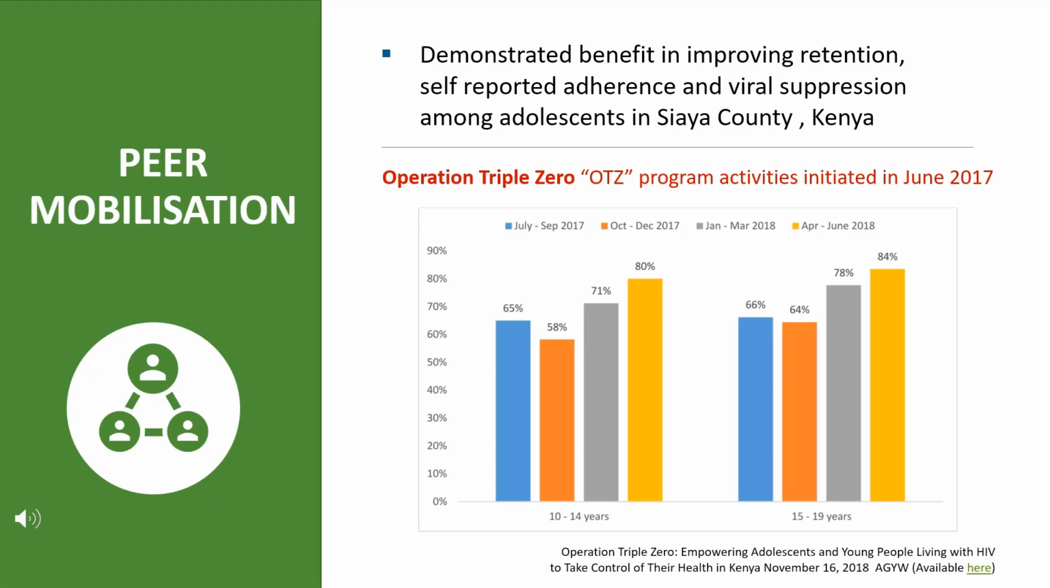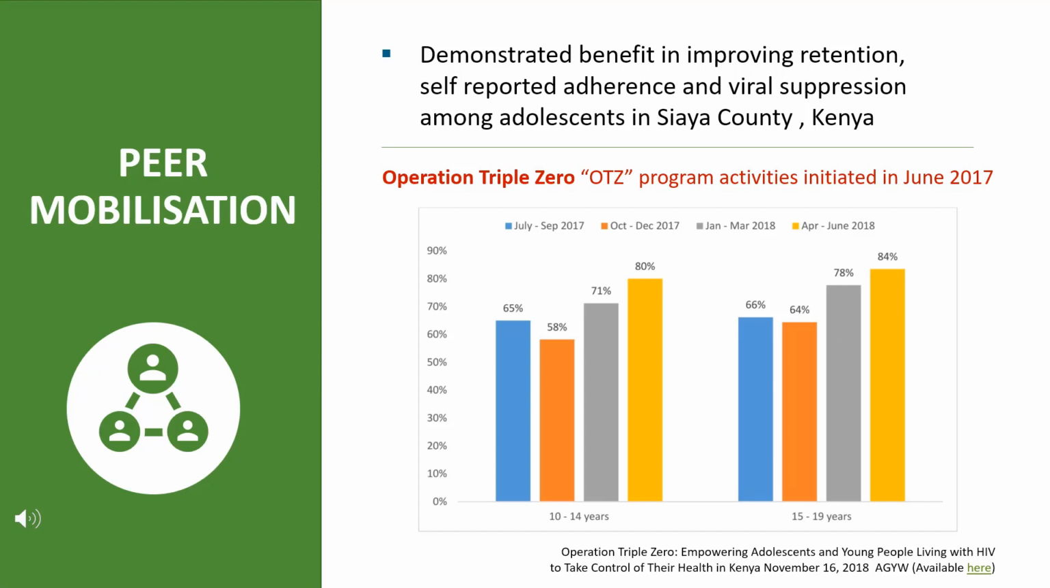This slide depicts the impact of the Operation Triple Zero Adolescent Peer Mobilization Program in Kenya. This program engages adolescents and young people living with HIV into OTZ clubs, where they are offered comprehensive HIV treatment literacy education and empowered to be self-health managers. Further, the adolescents commit to the simple treatment goal of achieving 3 zeros: 0 missed appointments, 0 missed drugs and medications, and 0 viral load.